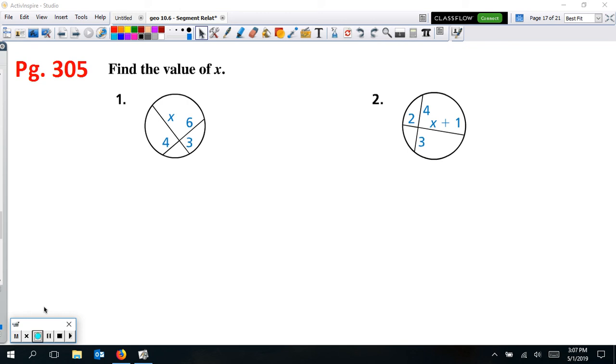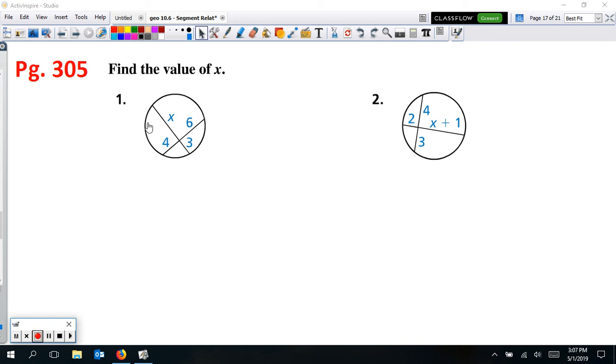So go ahead and do number 1 and 2. Go ahead and try both of these using that first theorem we were talking about, using the theorem that's even on this page right there with the chords. So do that and then go ahead and play it and then see the answers.